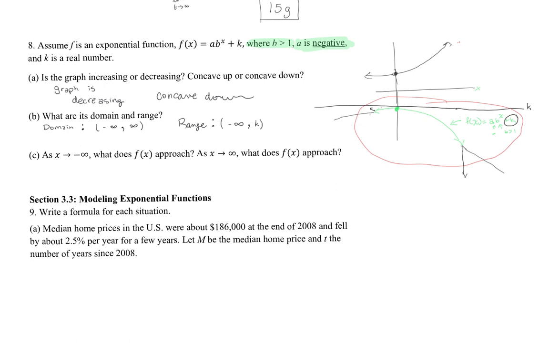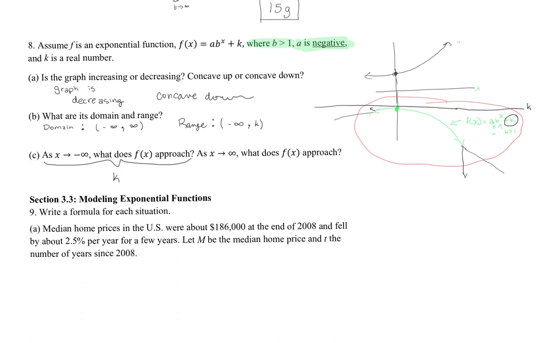All right, so now C says, as x approaches negative infinity, what does f of x approach? And then it asks, as x approaches infinity, what does f of x approach? So the way to think about this is, and I'm going to use my laser, our x is along our horizontal axis, right? As x approaches negative infinity, what's happening to our y? It looks like our y has a stopping point, right? It approaches k. So the answer for this one is k.